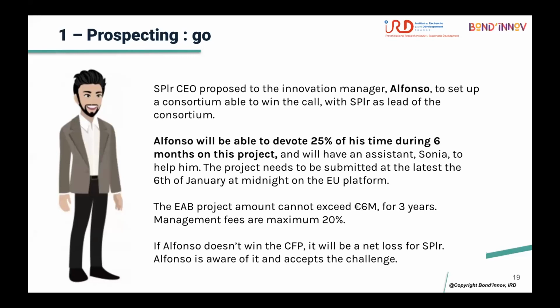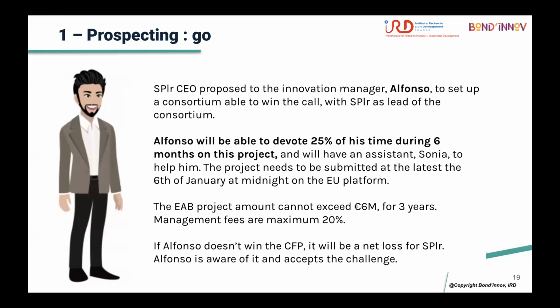building the consortium. So the project needs to be submitted at the latest on the 6th of January at midnight on the European platform. This is very important because the deadline will be very determining in the progress of the different steps of building the consortium. So the Europe Africa booster project amount cannot exceed 60 million euro for 3 years. Management fees are a maximum of 20%. We will talk more about these management fees and direct costs of a project in the budget formalization later.